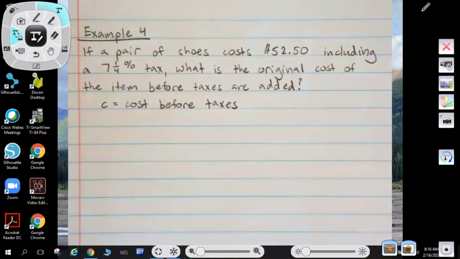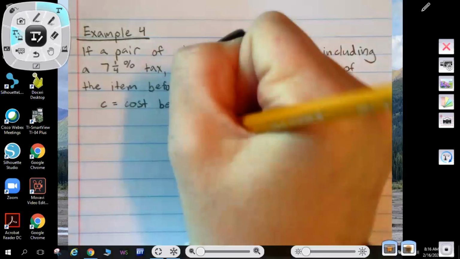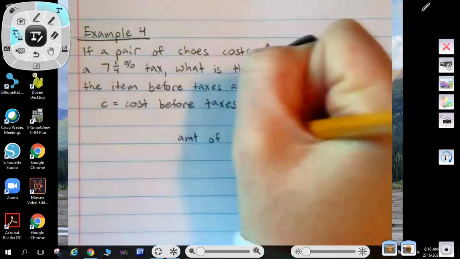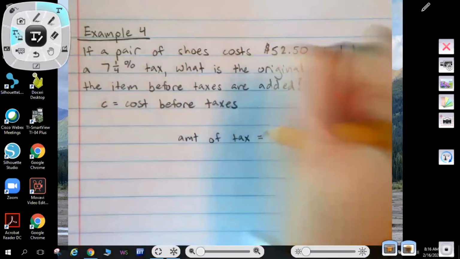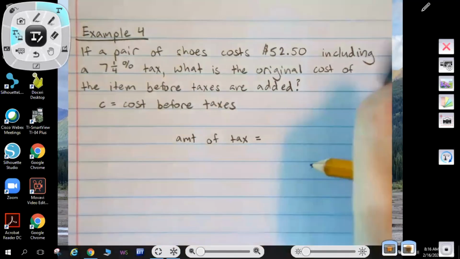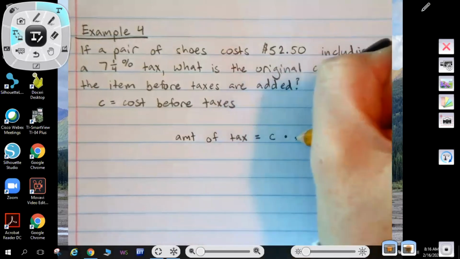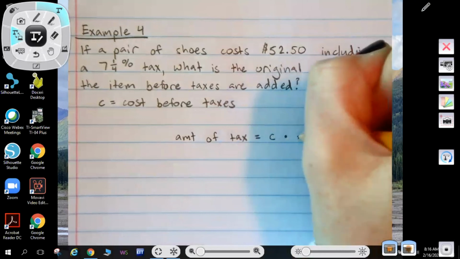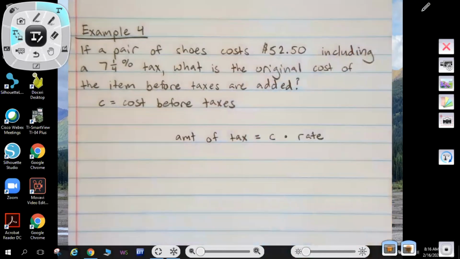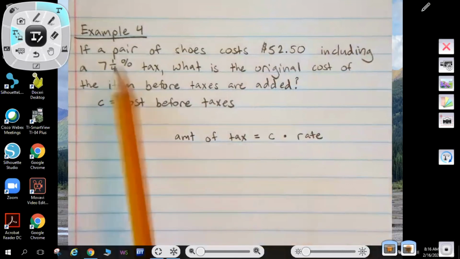So we know that the amount of tax, we're given a rate. So to get the amount that we're going to pay in taxes, you take the cost of the item and you multiply it times the rate. So the cost of the item before taxes, multiply it by the tax rate, and that's the amount of tax that you're going to pay.